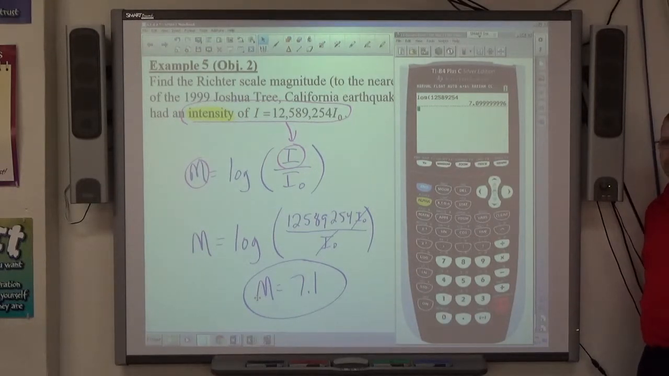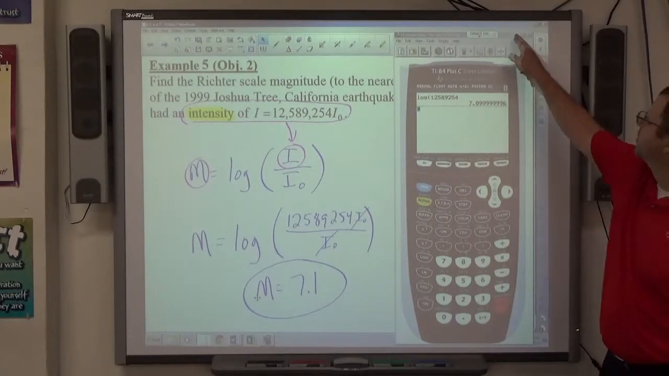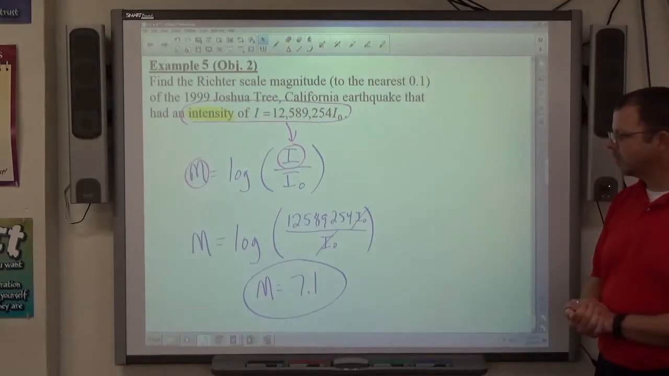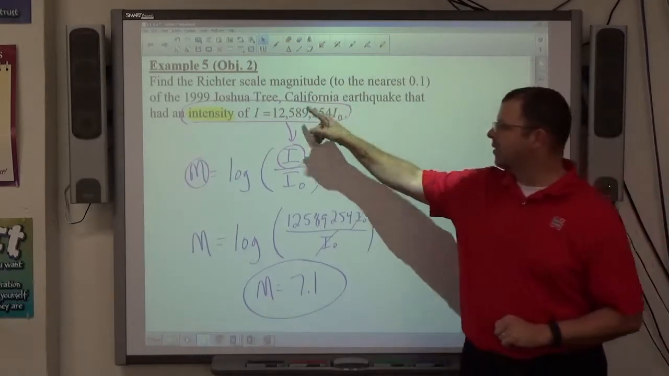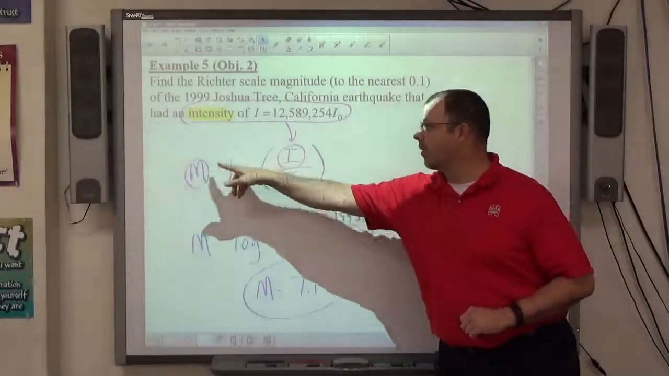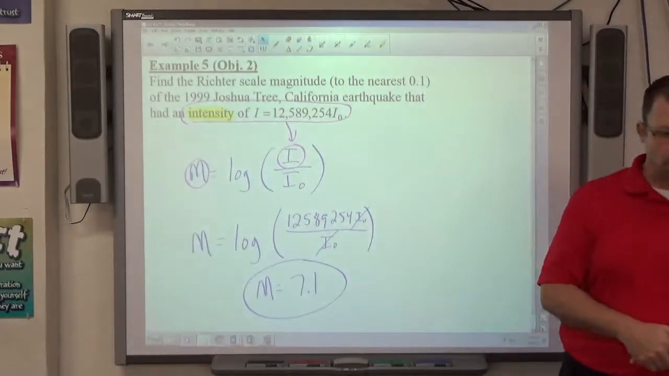7.1 is very destructive. Brick buildings crack. Wood buildings get demolished completely. Straw buildings would get demolished completely also if you're in the Three Pigs story. Anyway, so 7.1 earthquake, again, one decimal place when you're finding magnitude. If they use the word intensity using this formula, they're either going to give you that or give you that. You find the one they're asking for each time.